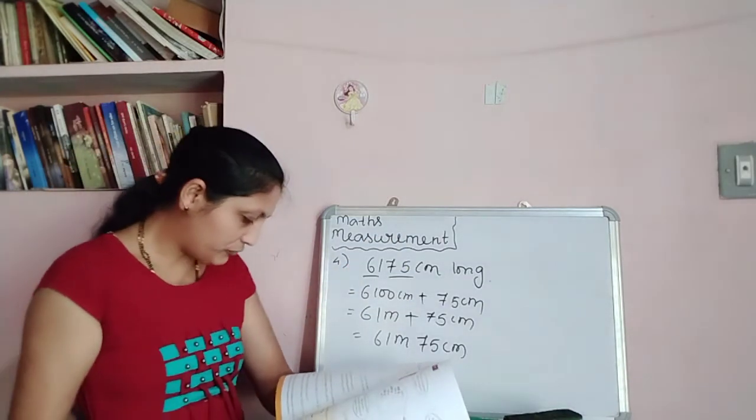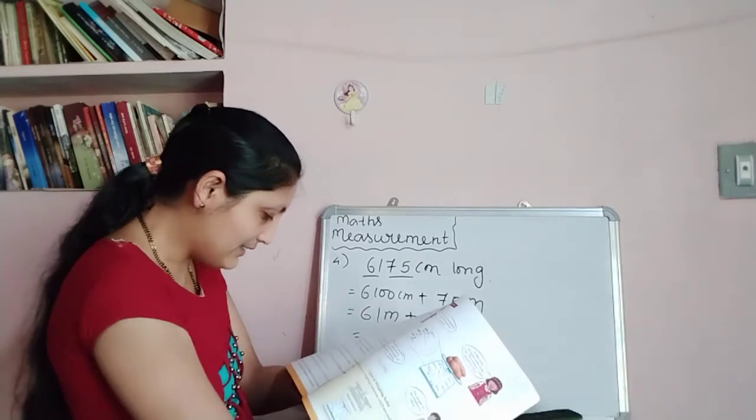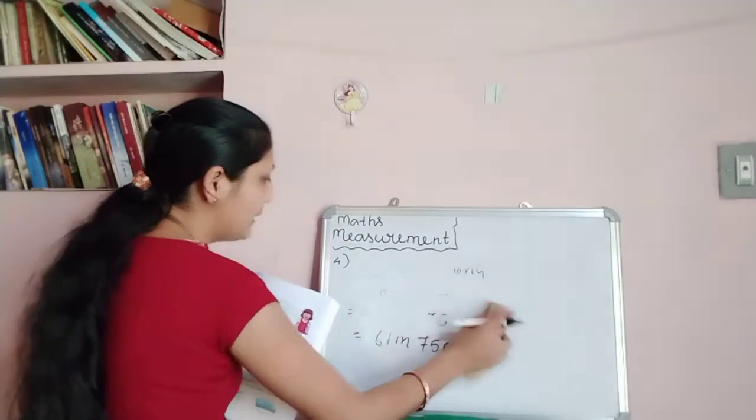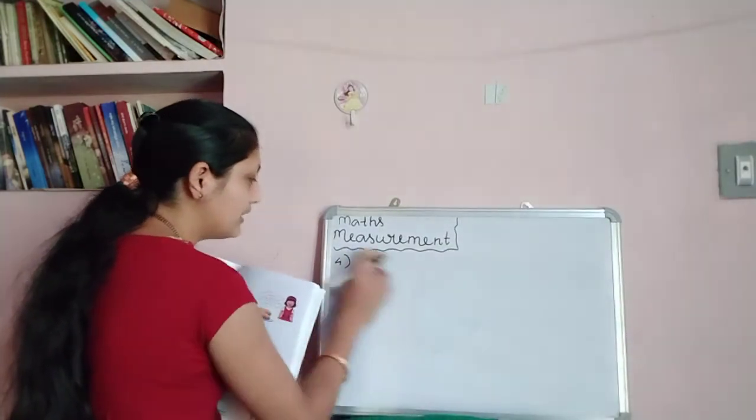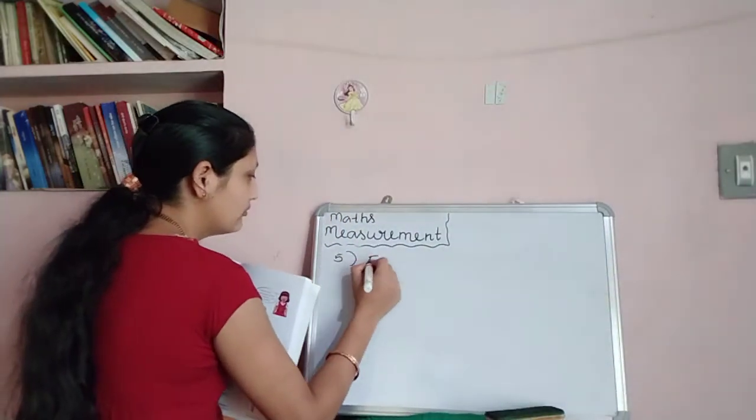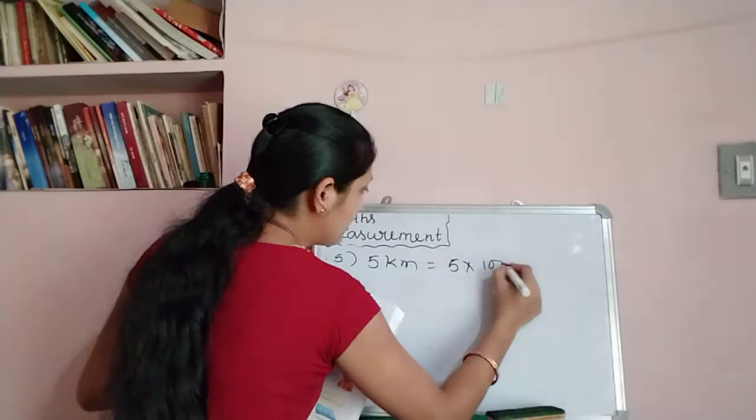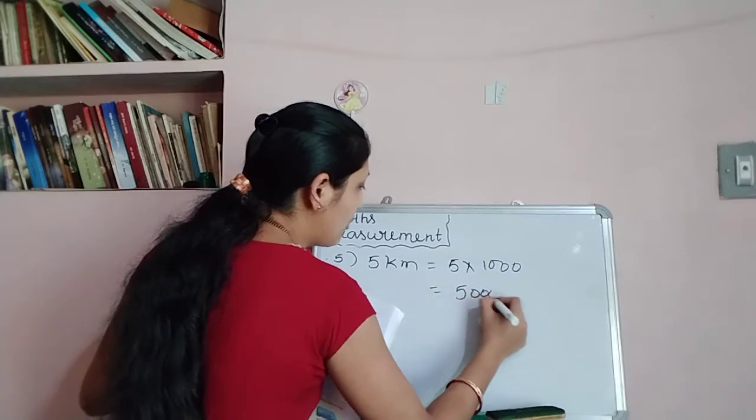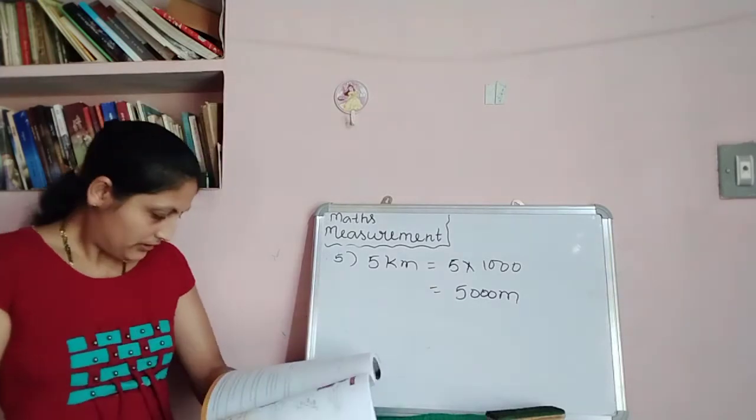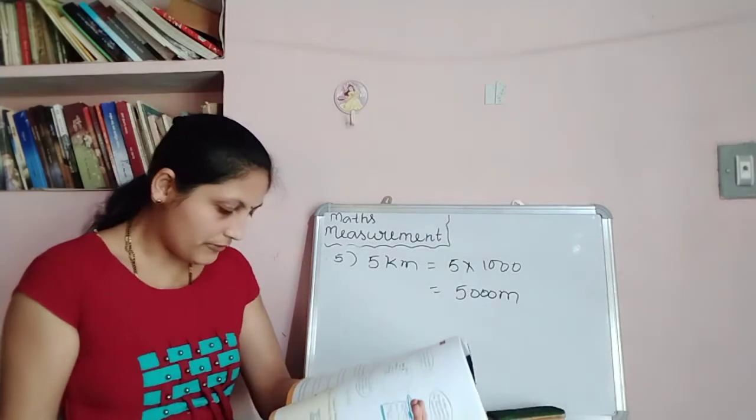So fifth one: a grocery shop is 5 kilometer away from Ansika's house. How far is it in meters? So 5 kilometer is given. You have to express it in meter. When 5 kilometer is converted to meter, it is 5 into 1000, that is equal to 5000 meter. What will be the answer? 5000 meter.